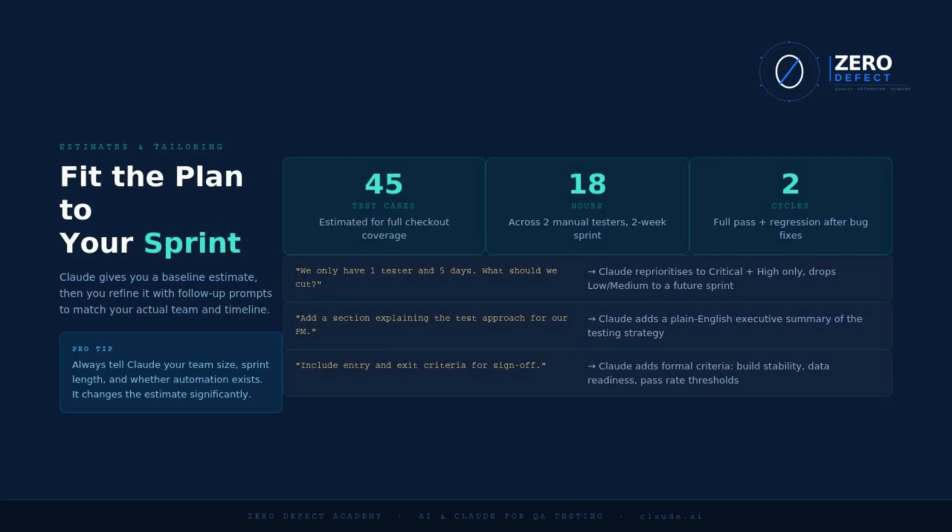Ask it to add an executive summary for your PM. It writes a plain English paragraph explaining the approach without jargon. Ask for formal entry and exit criteria for sign-off. It adds build stability requirements, data readiness checks, and pass rate thresholds. 1 baseline prompt, then refine it until it matches your exact situation.